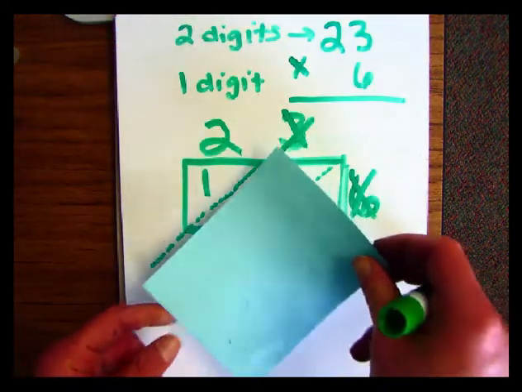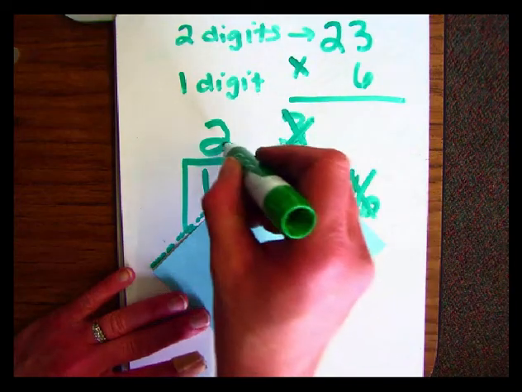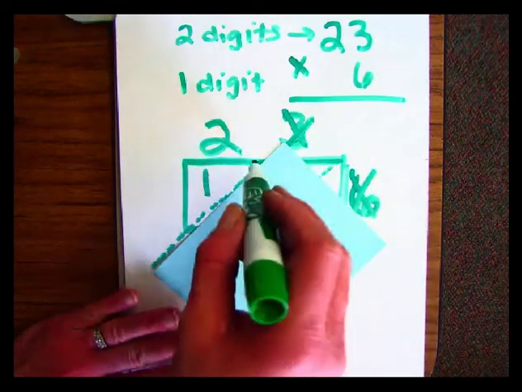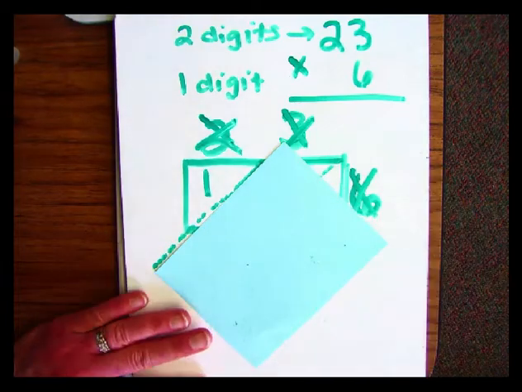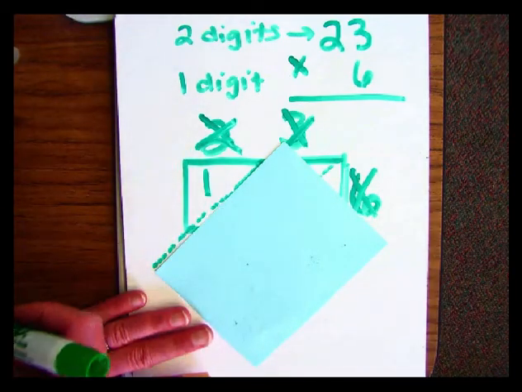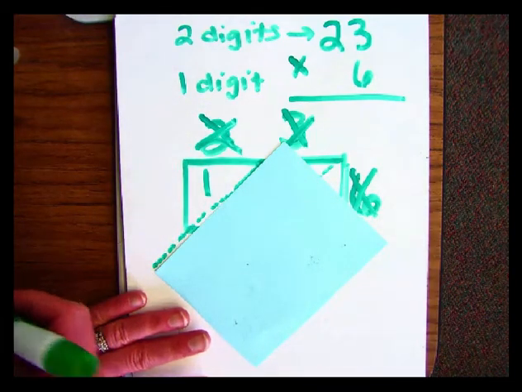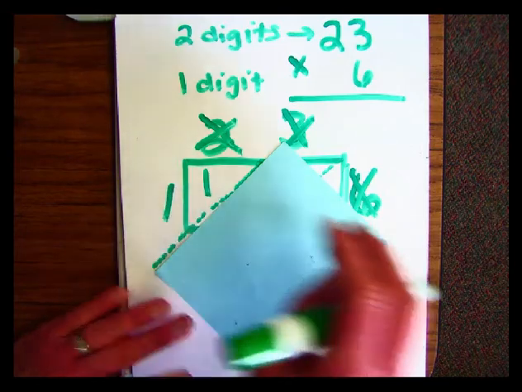I'm going to slide my paper over so I don't get confused. I don't need the 2. It's a factor because it's above the box. So I'm going to cross it out so it doesn't confuse me. I just have a 1 here. There's nothing else to add. I'm going to bring my 1 down.